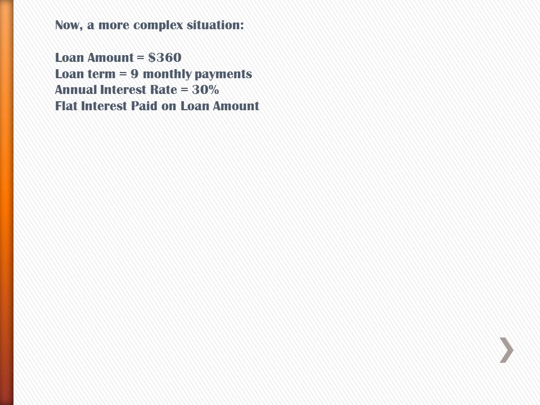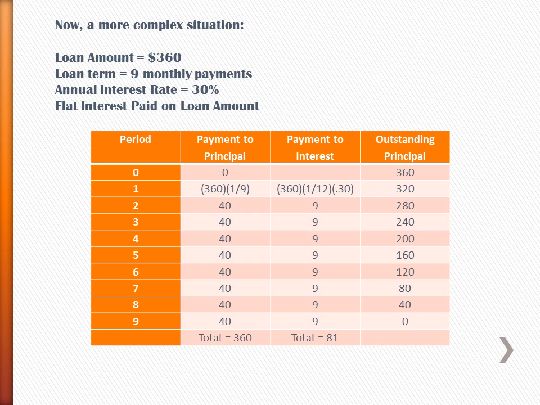Now, let us consider a slightly more complex situation. In this example, the loan amount is $360. The term is 9 monthly payments, and the annual interest rate is 30%, with a flat interest paid on the loan amount. According to the calculations in the table presented below, you will find that in this instance, the effective interest rate is 54% per year.